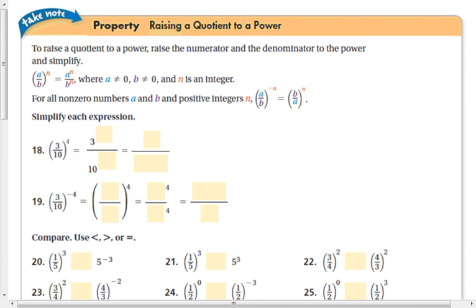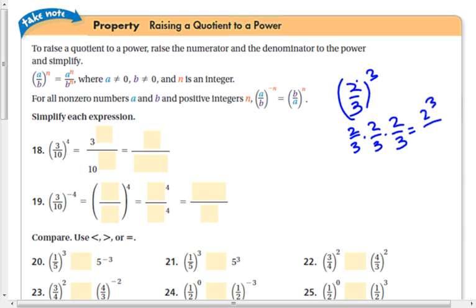All right, here's another property we're going to use. To raise a quotient to a power, raise the numerator and the denominator to the power. Here's why that makes sense. Let's say we have 2/3 to the third power. Well, that's the same as 2/3 times 2/3 times 2/3, which is really 2 times 2 times 2 in the numerator, or 2 to the third in the numerator, and 3 to the third in the denominator. So it makes sense that we raise both the numerator and the denominator to whatever power.